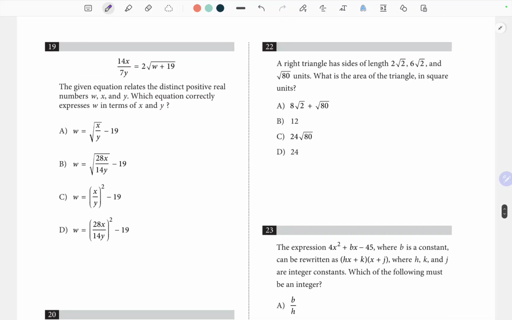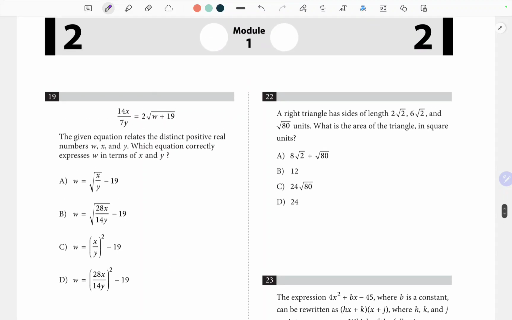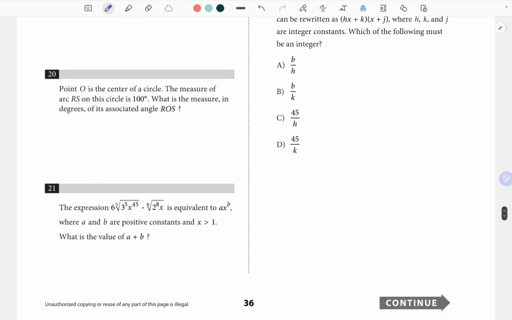Now we will move to the next question, question number 19, that says the relation between x, y and w is given, which correctly represents w in terms of x and y. So first of all we can cancel 14 over 7, that's 2, and 2 and 2 also we can cancel. So what we got here, x over y equals w plus root of w plus 19. So when we square, then x over y whole squared, we will get this, and 19 you can take to the left side, so C part you will get 19 20.